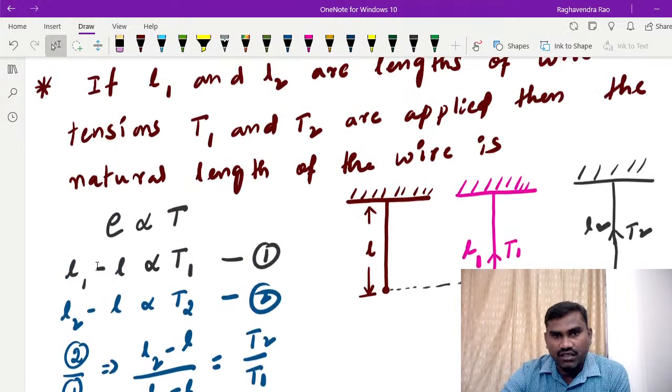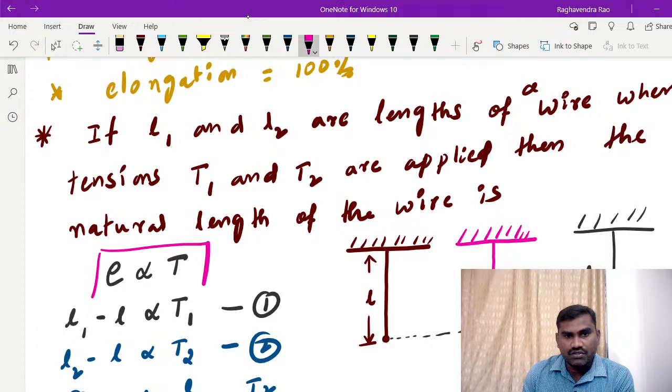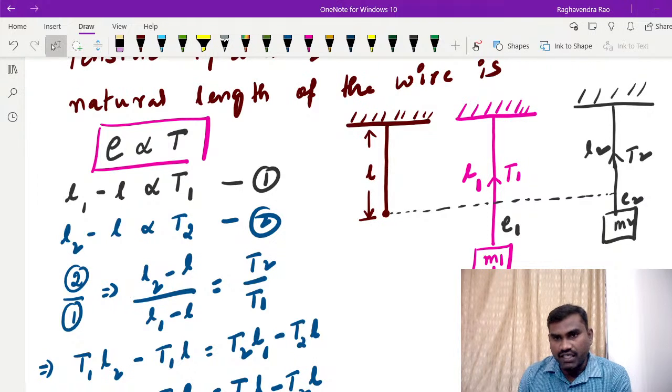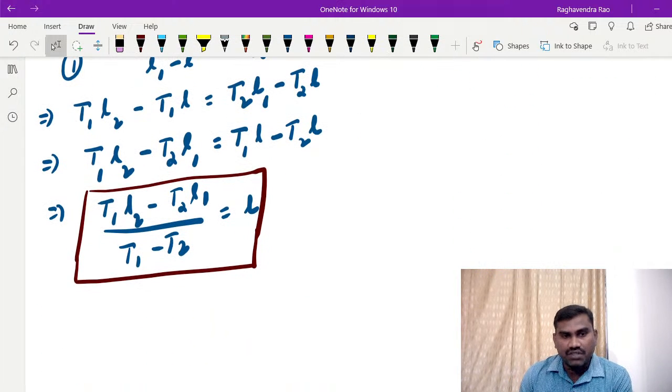So what they have given: L1 and L2 are lengths of the wire when tensions T1, T2 are applied. Then what is the original length of the wire? The point we need to consider is that elongation is directly proportional to tension applied. In the first case, final length is L1, initial length is L, so L1 minus L is proportional to T1. L2 minus L is proportional to T2. By taking this, we get (T1 L2 minus T2 L1) by (T1 minus T2), which is equal to the original length of the wire.